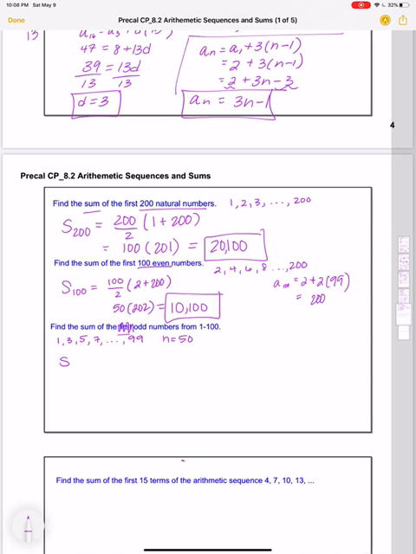So the sum of the first 50 odd numbers is 50 divided by 2 times 1 plus 99. So this is 25 times 100, which is 2,500. You add the odd numbers 1 to 100 and get 2,500. Oh yeah, so that's different than that question.